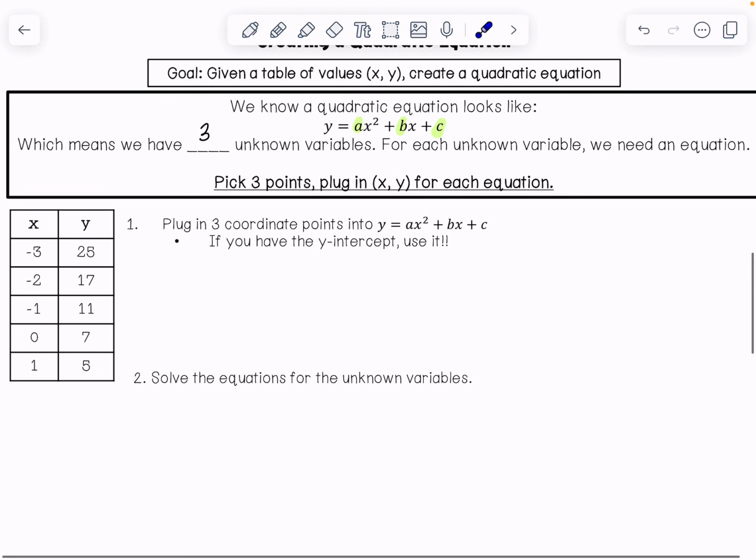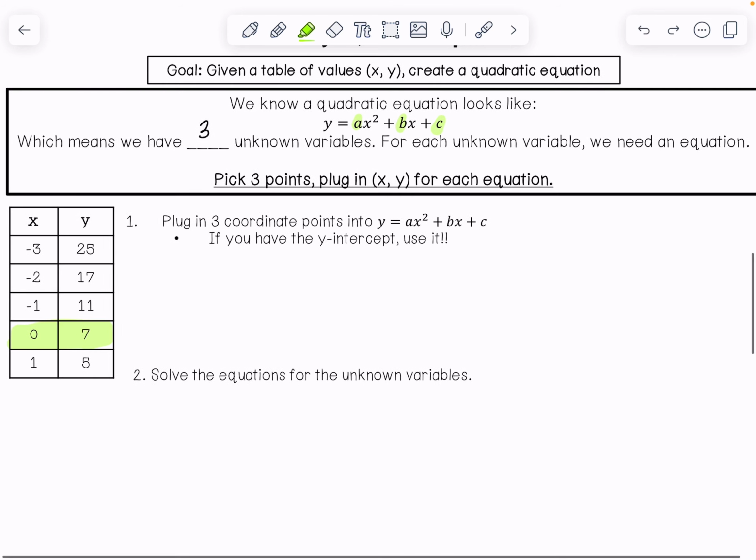When we go about doing that, this is kind of our big piece. If you have your y-intercept, so x is equal to 0, use it. Use it every single time. It's going to make solving this a lot easier. So I immediately know that this is a coordinate point that I want to use. I could choose any of the other ones, but for today, I just went ahead and chose these three together. So we're saying y equals ax squared plus bx plus c, and we're substituting these into this expression.